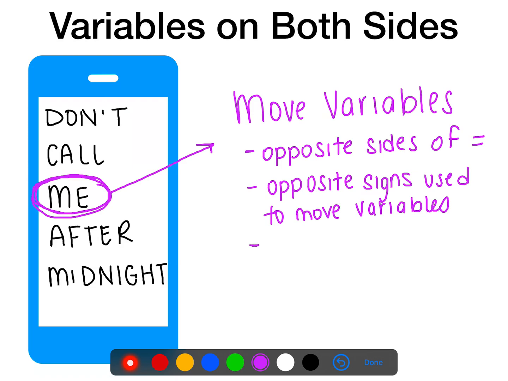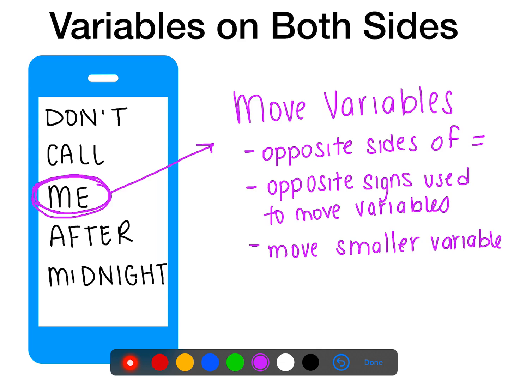And just a good tip for best practice is you want to always move the smaller variable. You won't get the wrong answer if you move the bigger variable. You're just going to end up working with more negative signs. So you can move the smaller variable when possible. It'll just help you keep it a little bit more simplified.